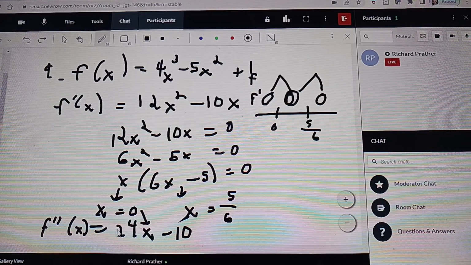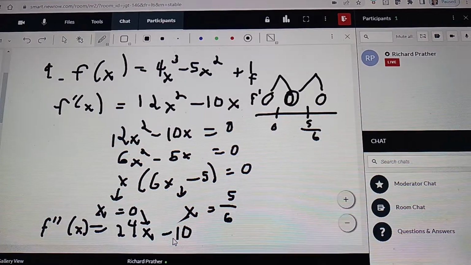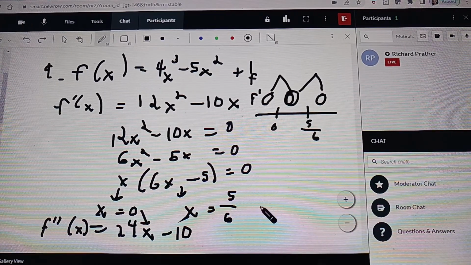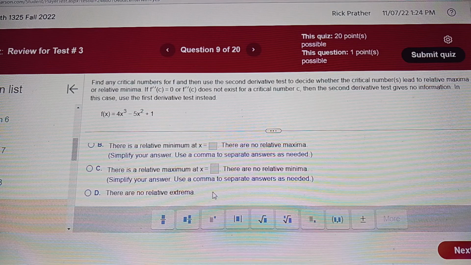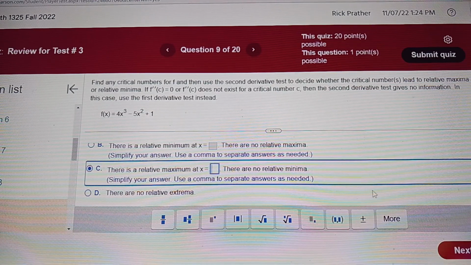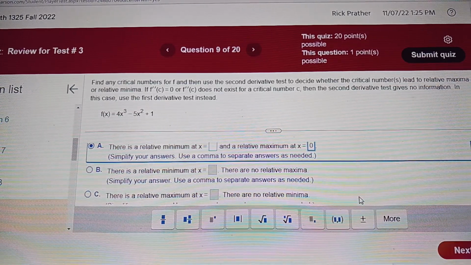If I plug 0 into this, I would get negative 10 for an answer. Since the second derivative at a critical number is negative, and critical numbers are spots where you are flat in the original graph, the only way to do that with a negative second derivative is having it concave down. If you're concave down at a critical spot, that has to be a local maximum. So there's definitely a local maximum at x equals 0, and they apparently don't care about the value of it, just the location of it. There's a relative maximum at 0.